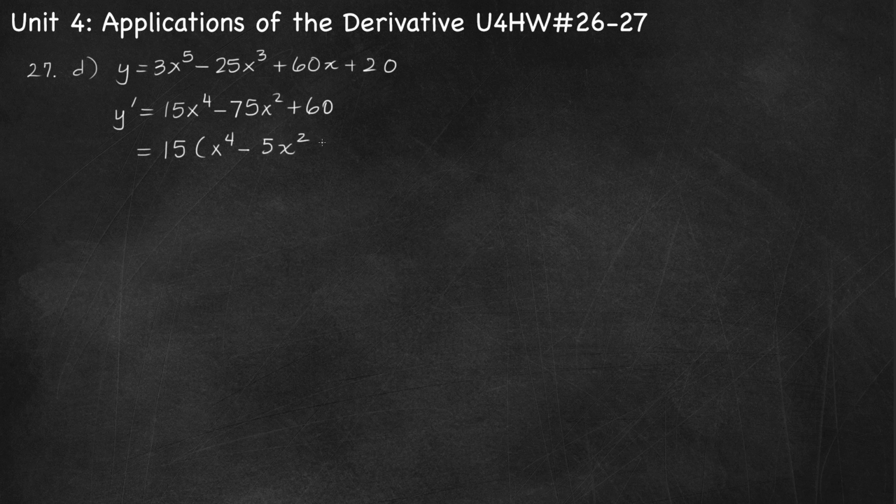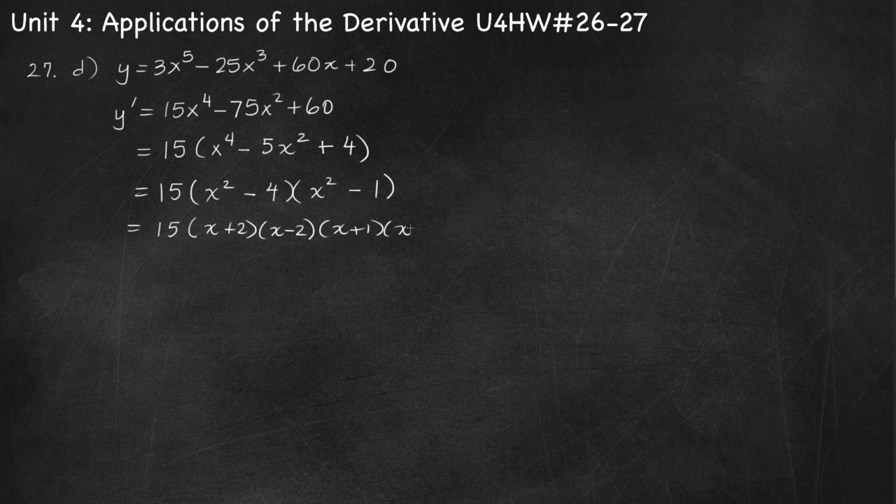x to the fourth minus 5x squared plus 4. And I'll continue to factor that. This is in quadratic form, so it's x squared something, x squared something. I need to multiply to get 4, add to get 5, so 4 and 1. And I need negative in the middle, but positive when I multiply. So let's quickly check that. It's x to the fourth minus x squared minus 4x squared plus 4. That works. This can be factored further. This is 15 times x plus 2 times x minus 2 times x plus 1 times x minus 1.